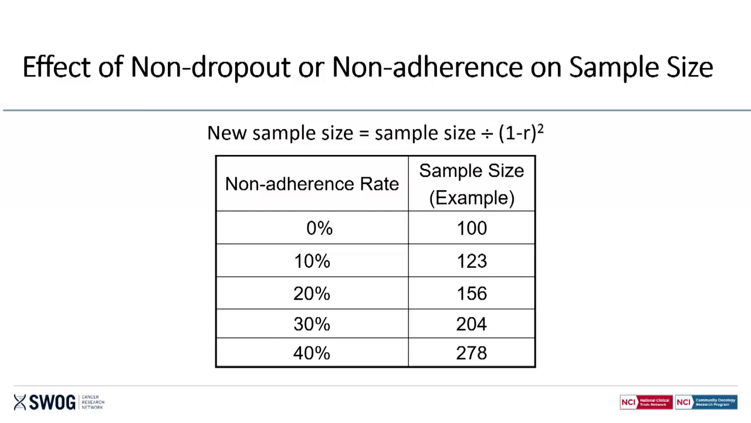But in fact, it's not 10% more. It goes like the square. So it's the sample size divided by (1 minus the non-adherence rate) squared. So for instance, if I had a 100-patient study, and take that top row, 100 patient study, and I lost 10% of them due to a non-adherence rate, to get the same precise estimate, the same conclusion, I would need 123 patients. If I had 20% of the patients non-adherent, it would take 156% of the patients.